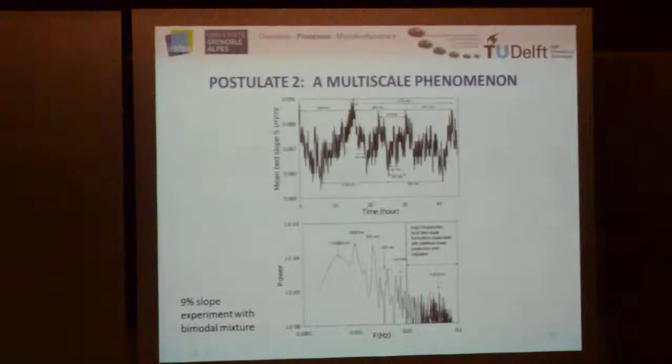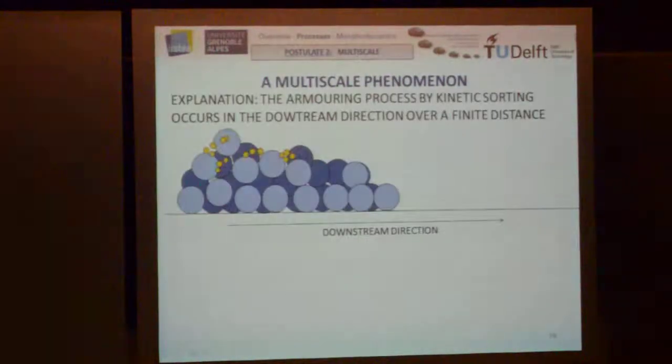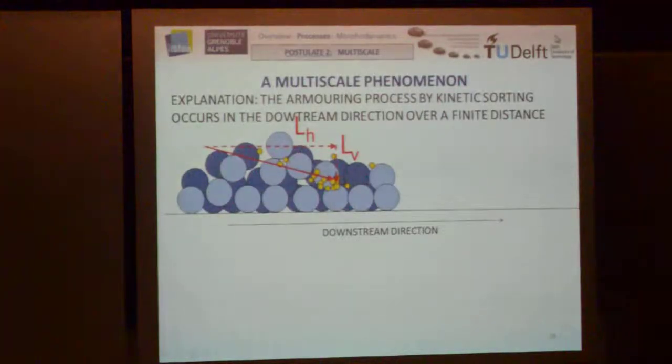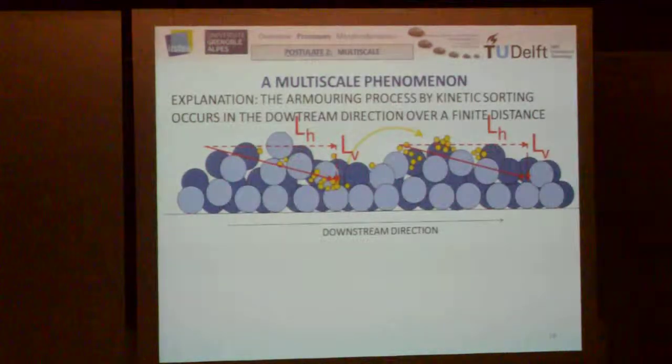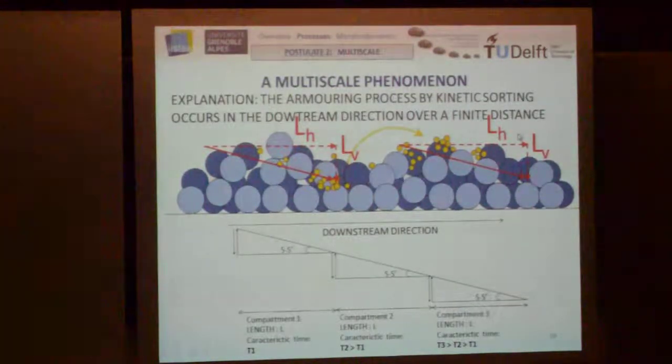The second postulate is that we have a multi-scale phenomenon. Actually, what we observe, the trapping efficiency, the sorting effect, is efficient over finite distances. And if this is repeated in the downstream direction, it means that you can have different parts functioning independently with different bed behavior and slope fluctuations. So this could be simulated with a simple conceptual model representing the bed by different compartments fluctuating in a given slope range.